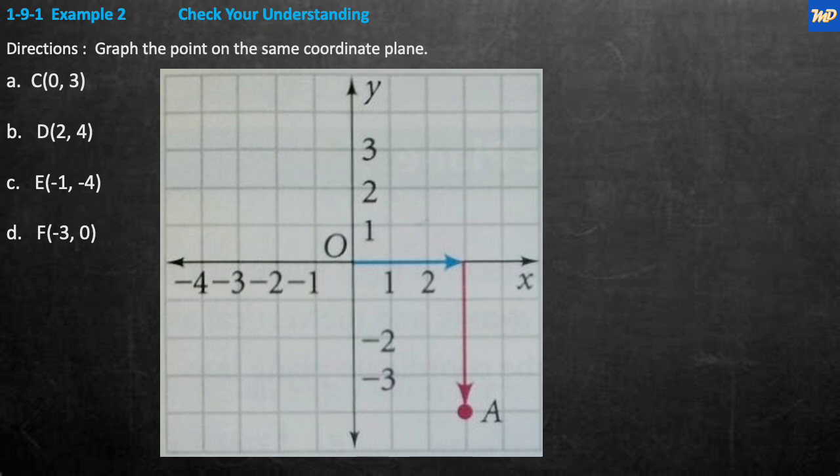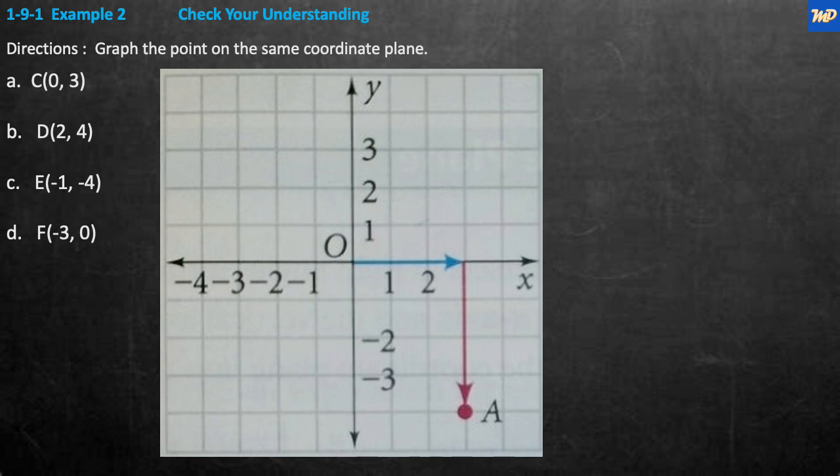Okay, example 2, check your understanding. Of course, you know that means I'd like you to stop the video and try it on your own. Graph the points on the same coordinate plane. So here's that same one we just looked at. It's got that first point A graphed out already, but now they want us to do point C, D, E, and F. So why don't you stop the video and try it, and when you come back, we'll do them together.